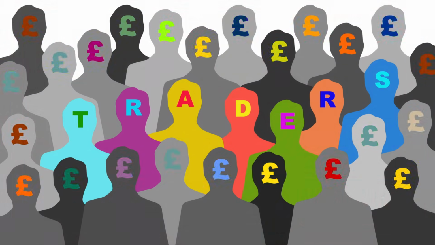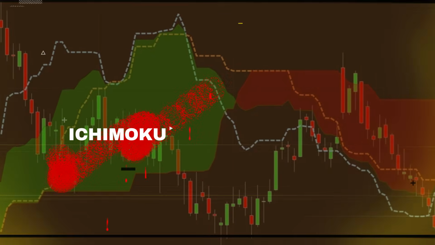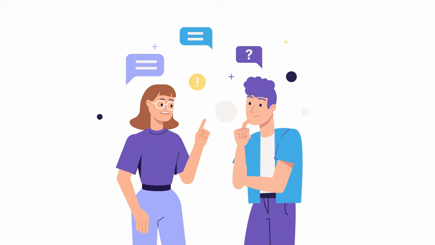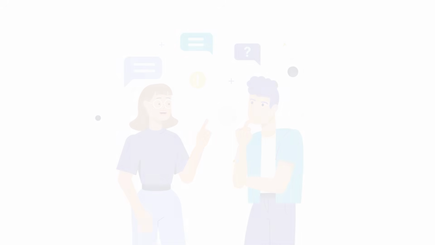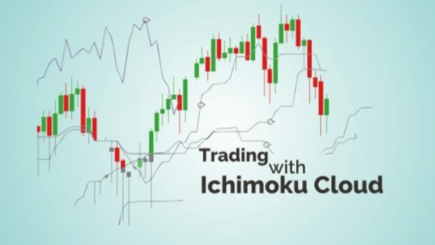A lot of traders out there think Ichimoku is a super complicated indicator, right? Especially beginners. They look at those lines and clouds and go, nah, too messy. But guess what? They're wrong. Today, I'm gonna break it down into a super simple trading strategy that literally anybody can follow.